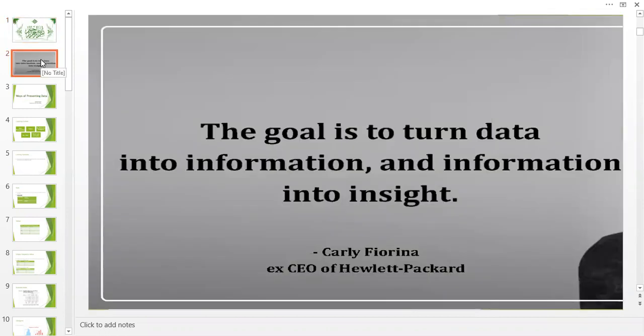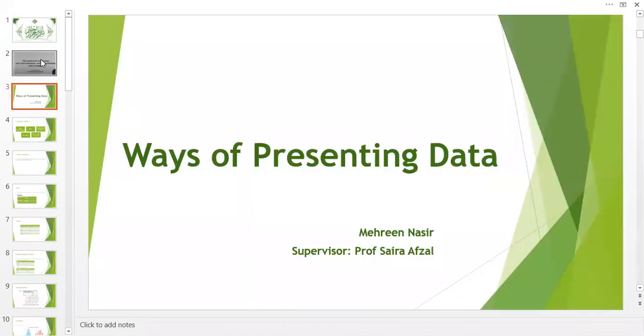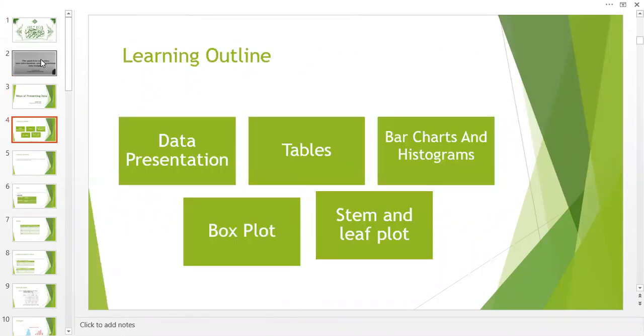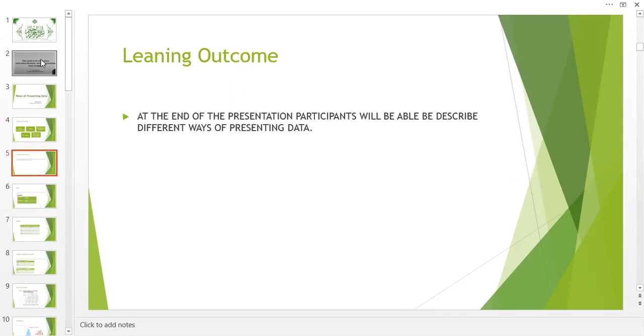The goal is to turn data into information and information into insight. My topic of presentation is ways of presenting data. In this presentation, I'm going to introduce you to different types of data presentation. We are going to discuss tables, bar charts, histograms, box plots, and stem and leaf plots. Learning outcome: at the end of the presentation, participants will be able to describe different ways of presenting data.